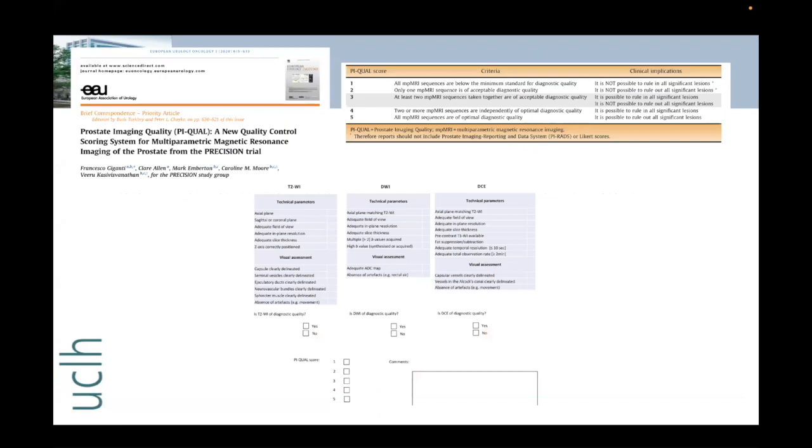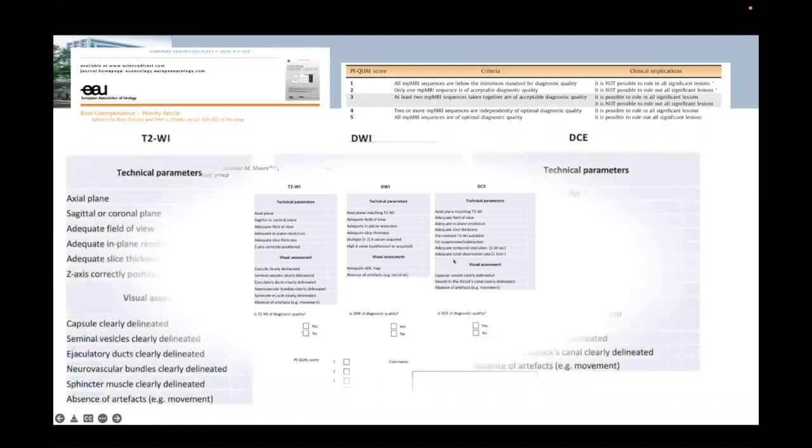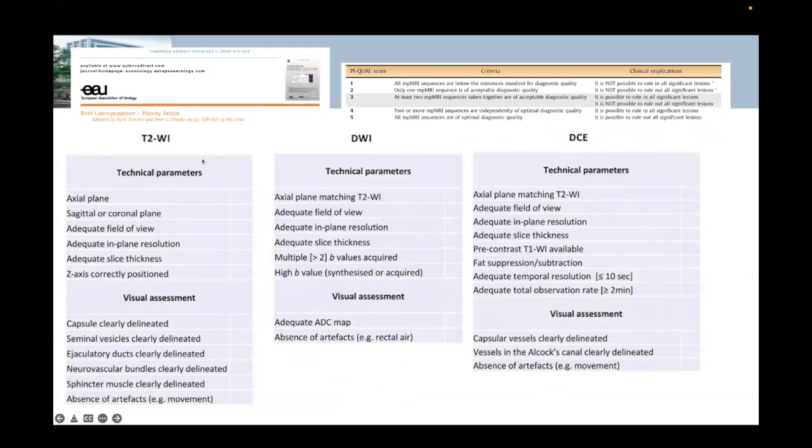So this is the reason why we came up with this scoring system called the PI-QUAL score. The scoring system was created from the PRECISION trial that you all know. And basically PI-QUAL is a 1 to 5 scale, as you can see here, that evaluates the quality of the 3 different sequences, T2, diffusion, and DCE. More in detail, for each of the sequences we have some technical parameters that we need to check, and also a more subjective part made of a visual assessment of some anatomical structures.